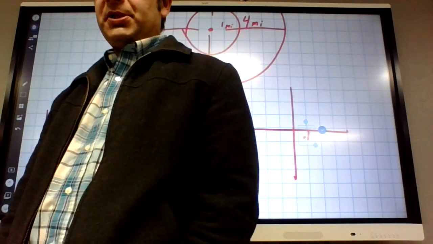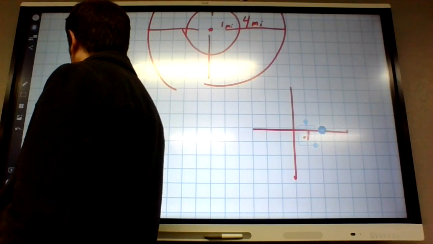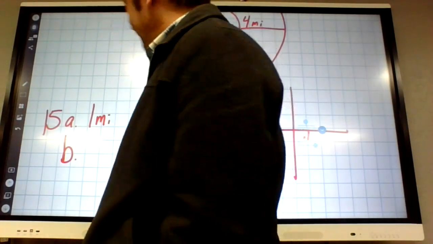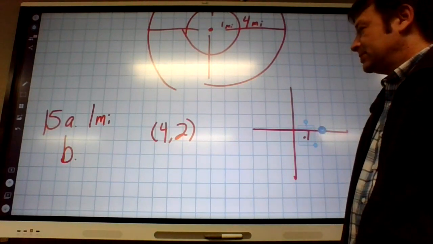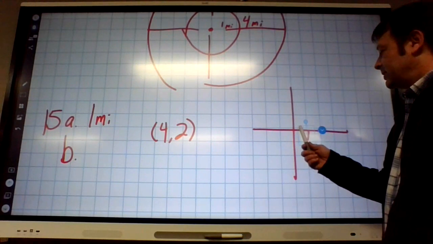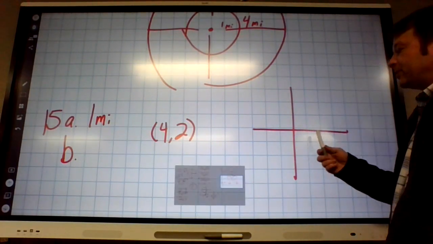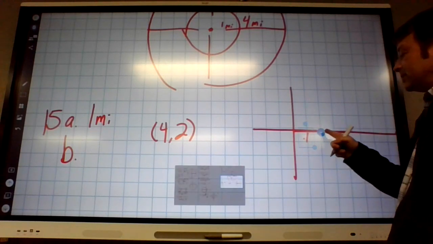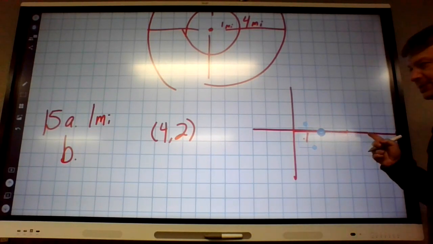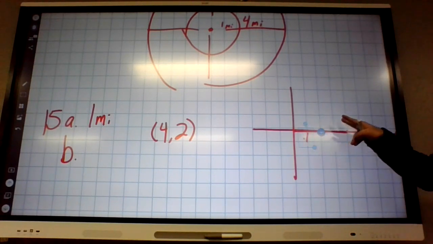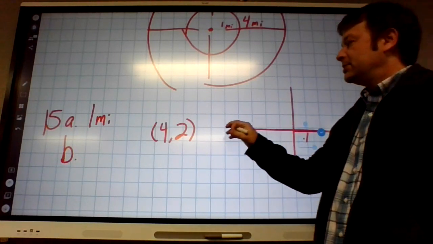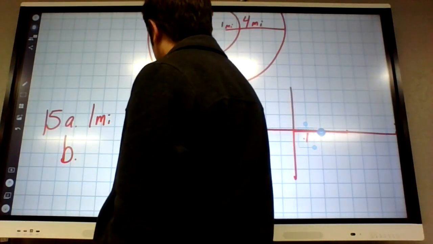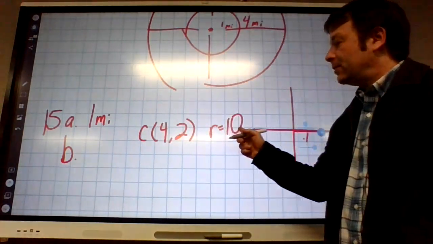Okay, B, what's the equation of the circle that defines the search area? They told us the center was at 4, 2 on the little map. Now, the radius is 1 mile, but on the graph, what's the radius if we're counting by 0.1s? 10. Because each unit on the map is 0.1 miles, the radius will be 10 units. Then we just plug it into the formula.